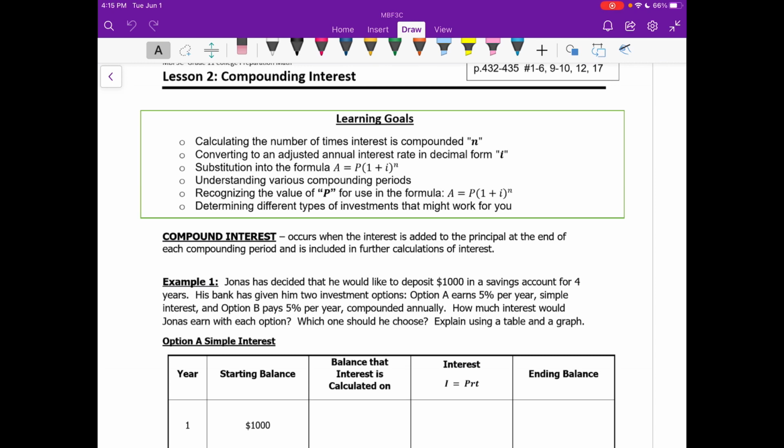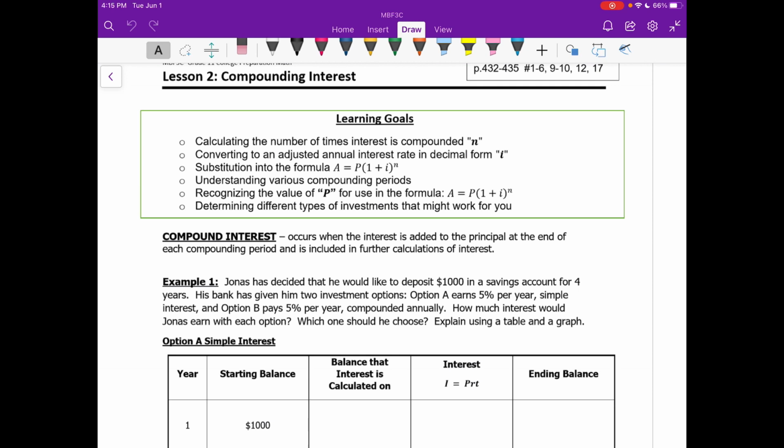At the end of this lesson, you will be able to calculate the number of times interest is compounded, which is n, also called the compounding interval. You'll be able to convert to an adjusted annual interest rate in decimal form, using i, depending on the compounding periods. You'll be able to do substitution into the formula A equals P(1 plus i)^n, right? So we're going to be finding i and n and how to find those.